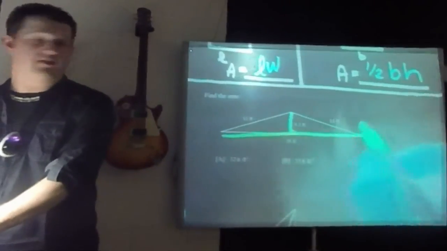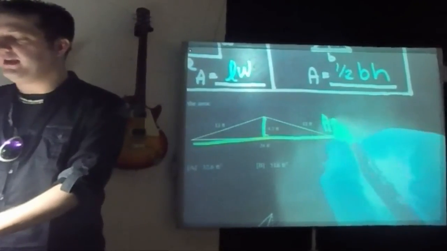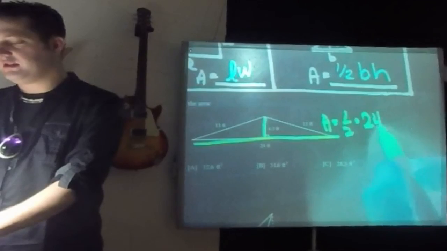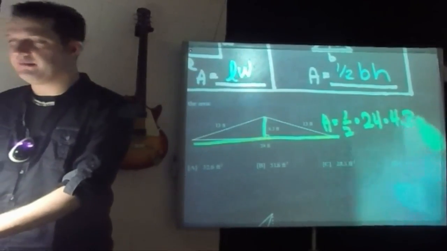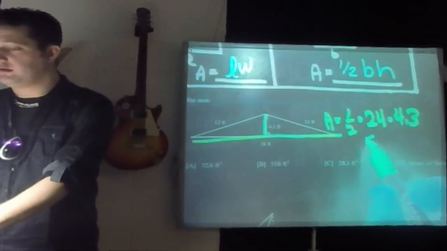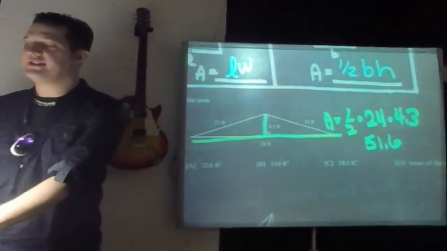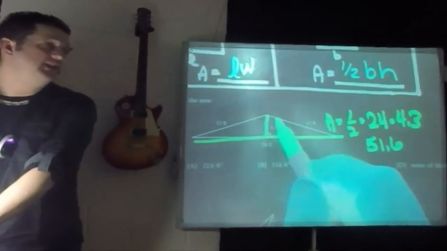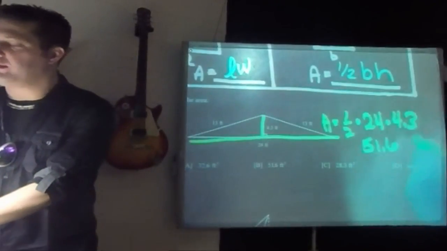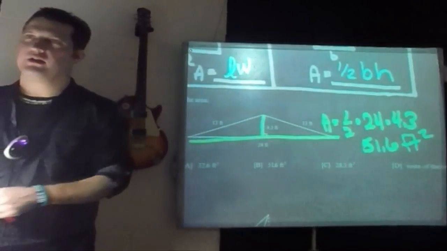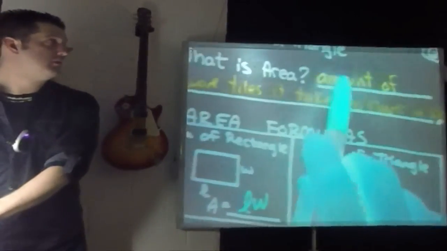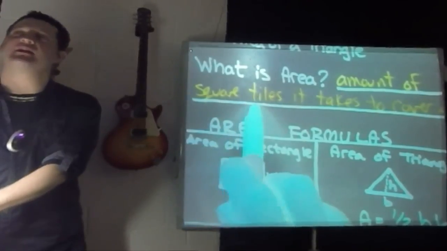If I wanted to find the area, it's going to be 1/2 times what? 24 times 4.3. Somebody put that in the calculator. 51.6. Now you see how all these dimensions are in feet? So our answer, if we're saying what is the area, that's why we say feet squared. Because what is area really? Square feet.